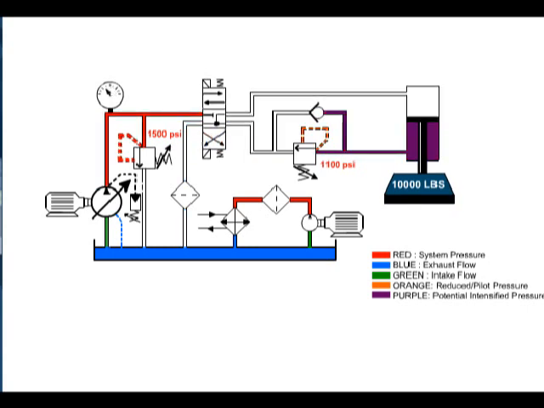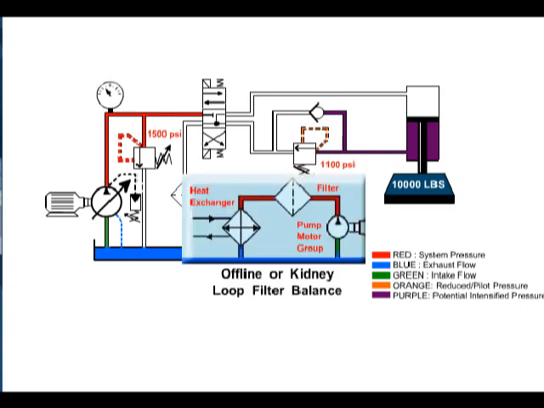Now let's examine more closely the components that make up this system. First, we'll look at the offline or kidney loop filter circuit. This circuit consists of a pump motor group, a filter, and an air-to-oil heat exchanger. The pump draws hydraulic fluid from the reservoir, passing the fluid through a filter and an air-to-oil heat exchanger. This circuit usually runs continually to keep the hydraulic fluid clean and cool.